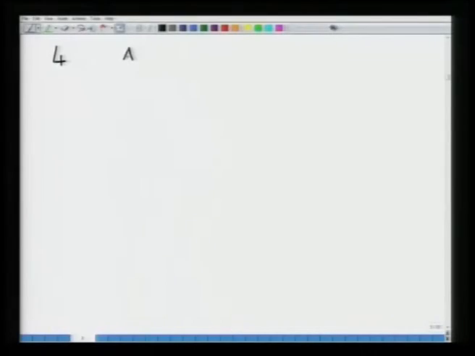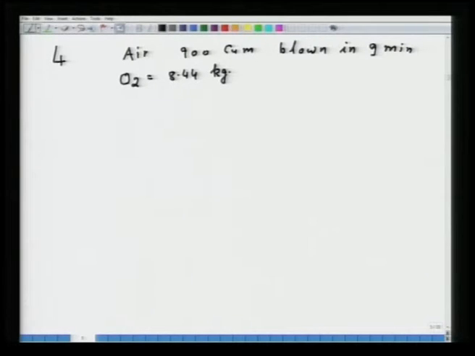First of all, we have to calculate the weight of magnetite coating, flux and slag. It is said that air, 900 cubic meter, is blown in 9 minutes. So, the oxygen will be 8.44 kg moles, that will be available for the formation of the coating.